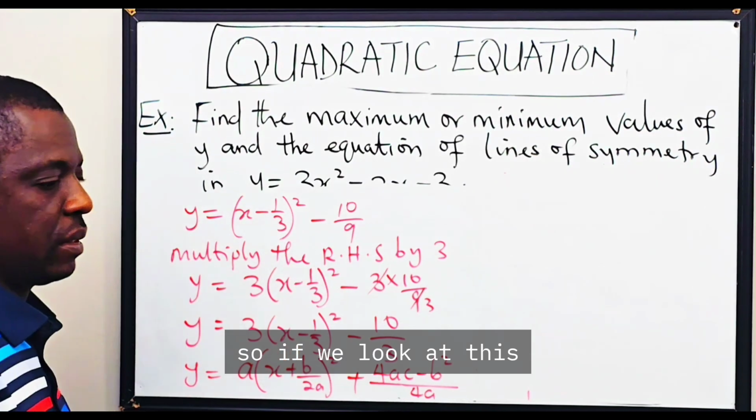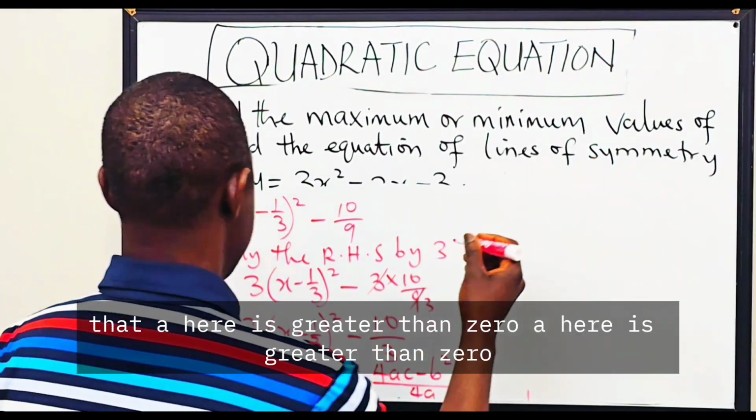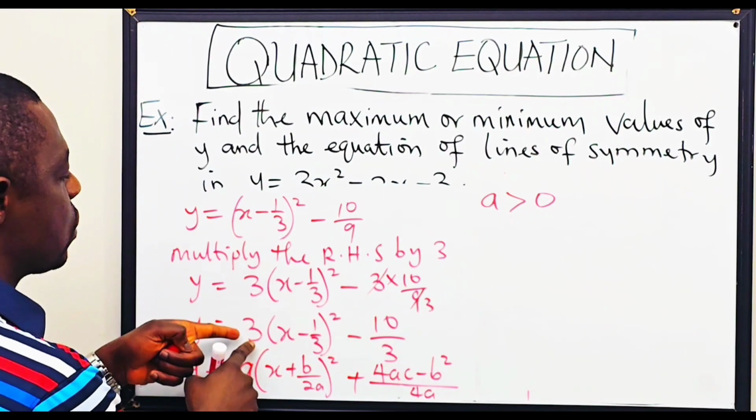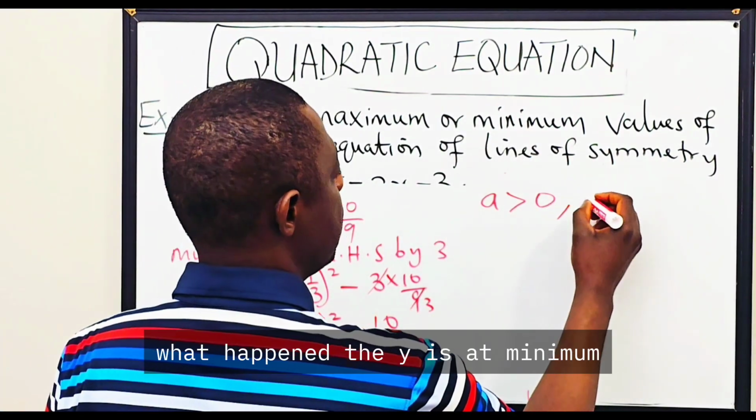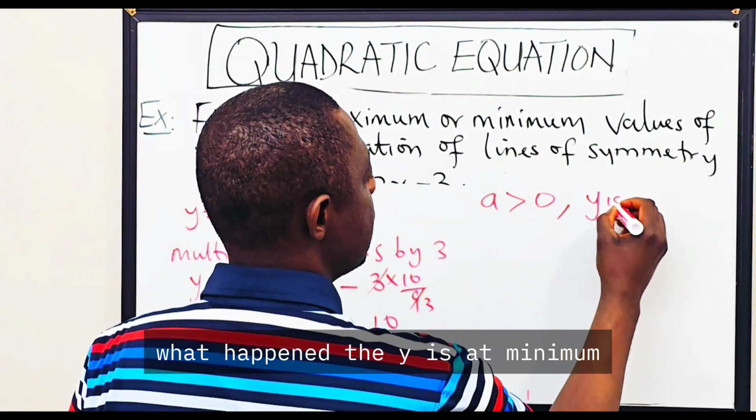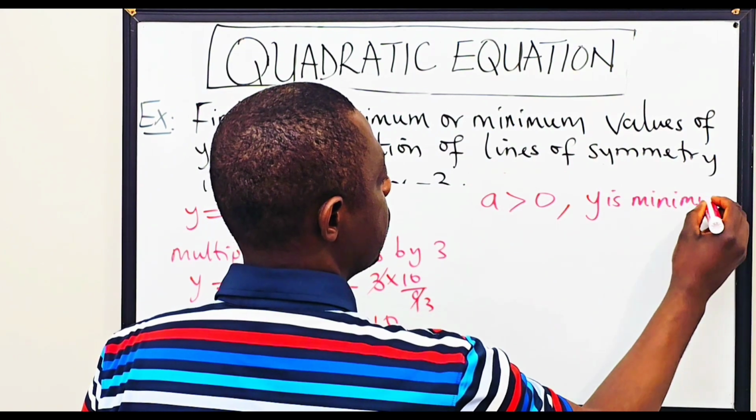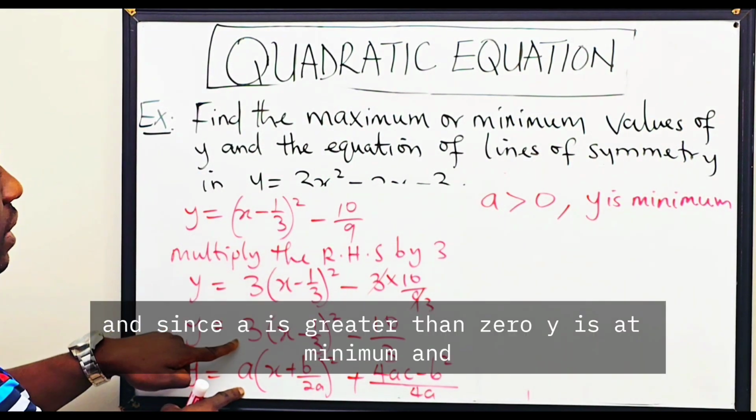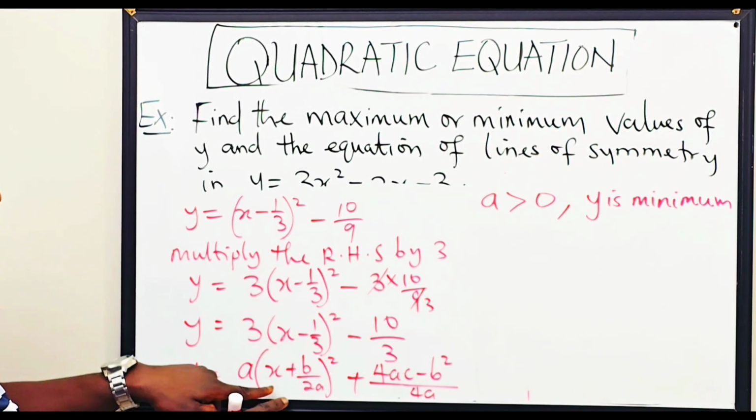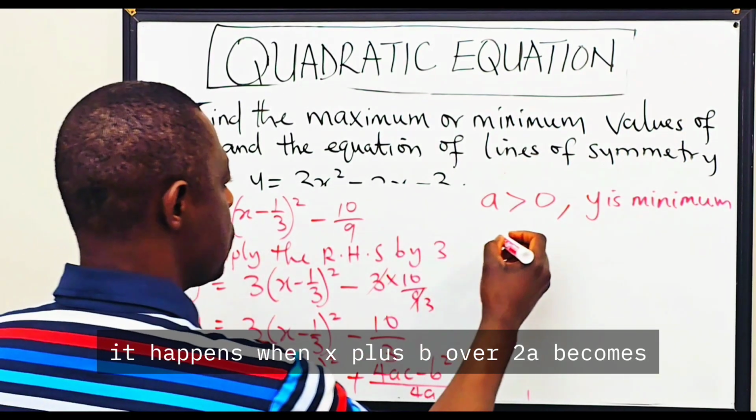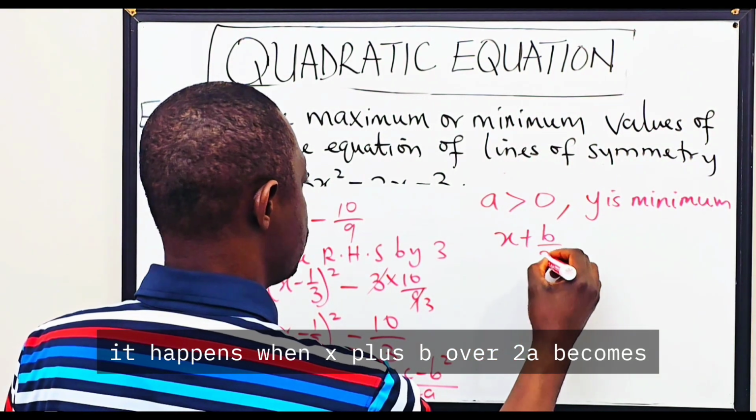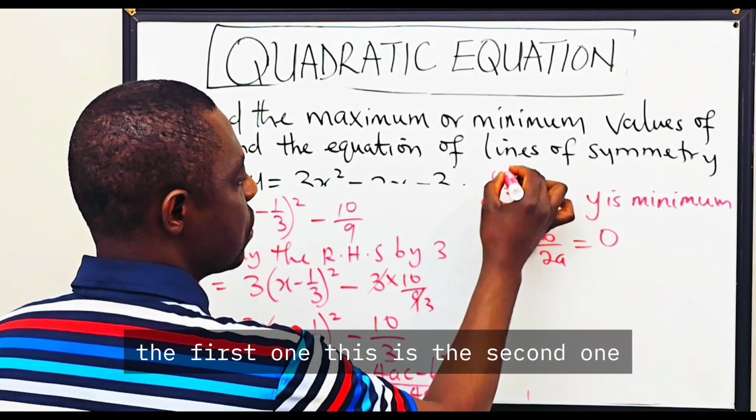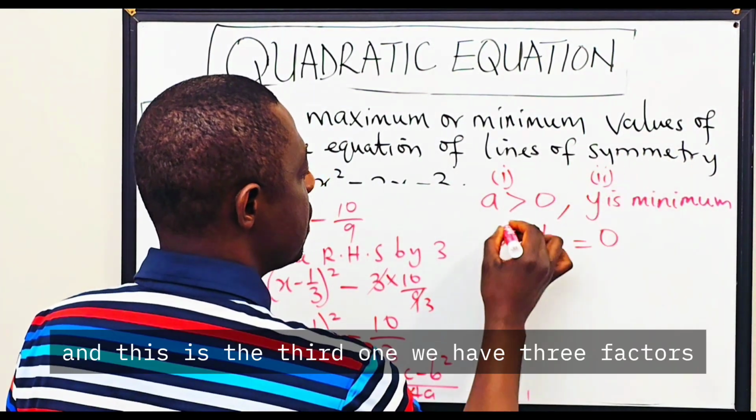So if we look at this, we see that a here is greater than 0. And so far that a is greater than 0, what happened? The y is at minimum. A is greater than 0, and since a is greater than 0, y is at minimum. And it happens when x plus b over 2a becomes 0. So we have 3 factors now. This is the first one, this is the second one, and this is the third one.